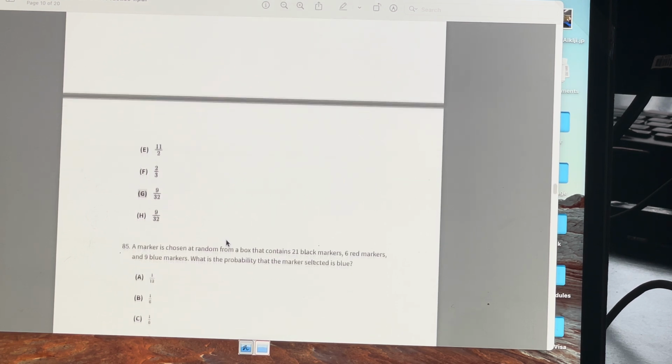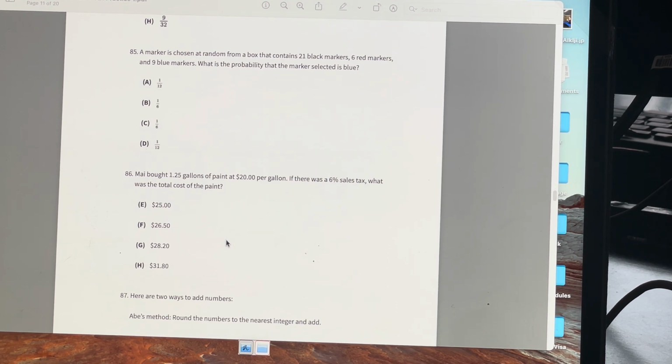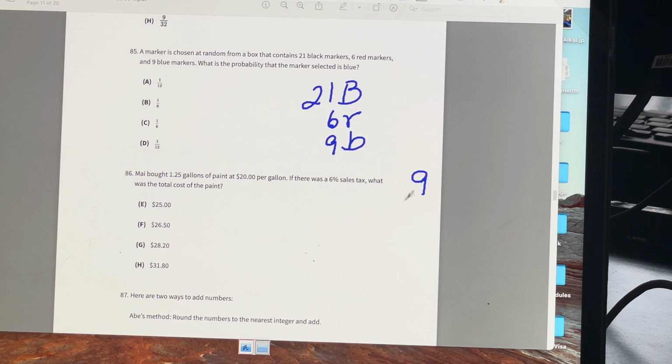84, 85. A marker is chosen at random from a box. Oh my god, I don't even know why I chose this. What's the probability it is blue? So we have 21 are black, 6 are red, and 9 are blue. The probability it is blue is 9 out of what's the total here? 10, 16, 36, 9 out of 36. 1 out of 4. Sorry, yeah.